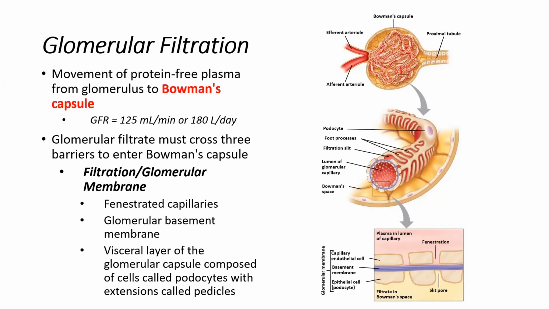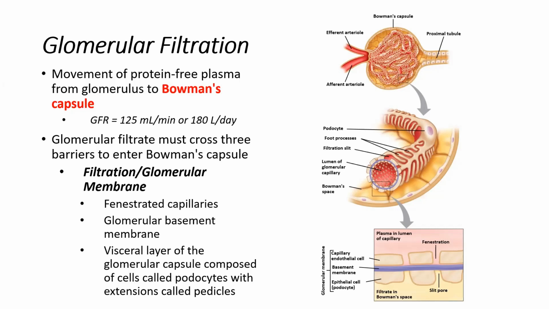okay? Now we filter about 125 milliliters per minute, or about 180 liters per day. So that's how much of our blood is being filtered per minute or per day. So a lot of blood. The kidneys are really working overtime to help clear the blood, clean the blood in this way.